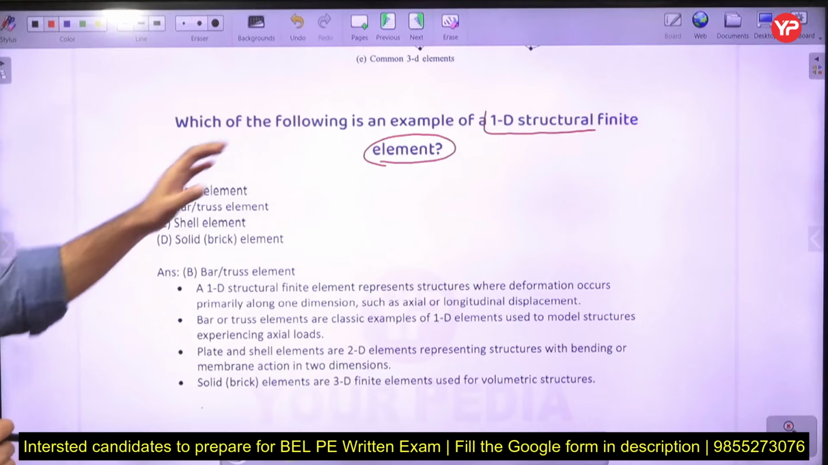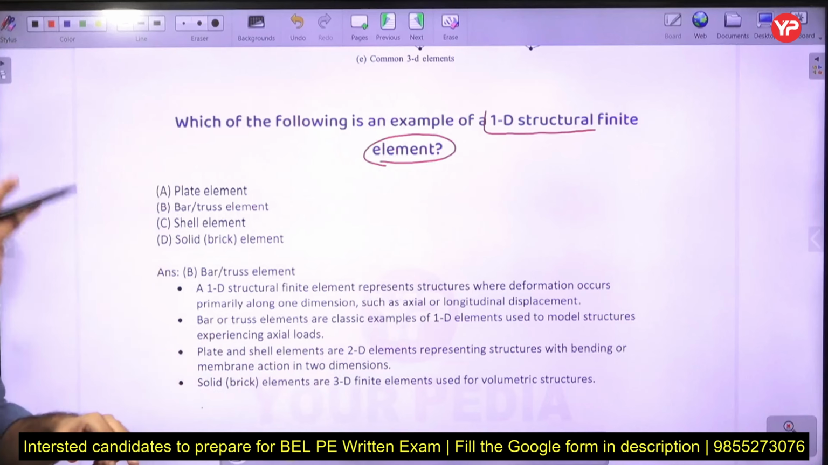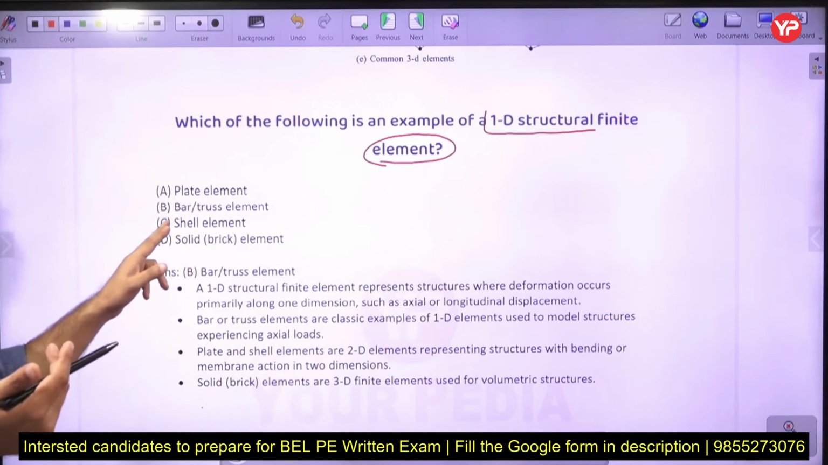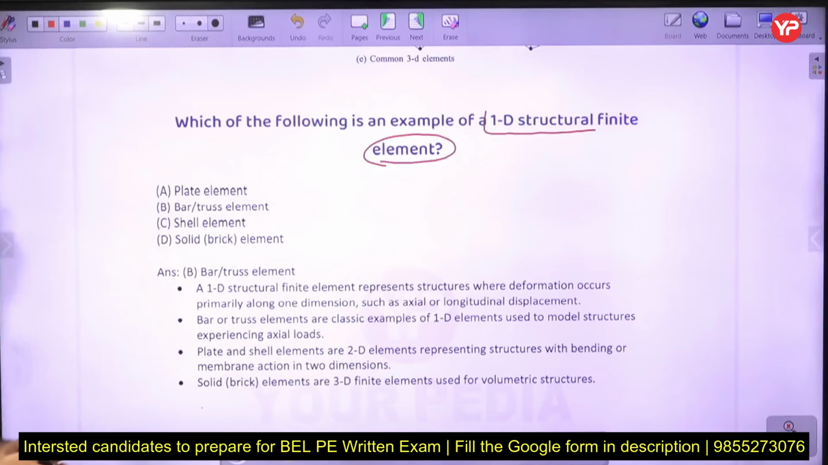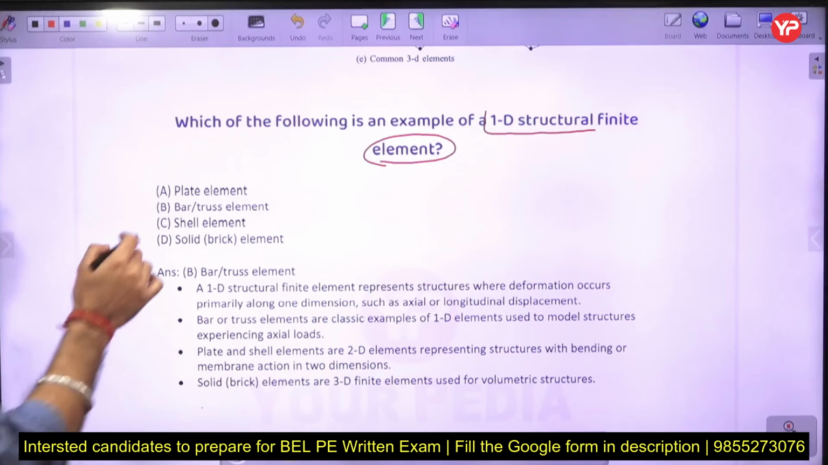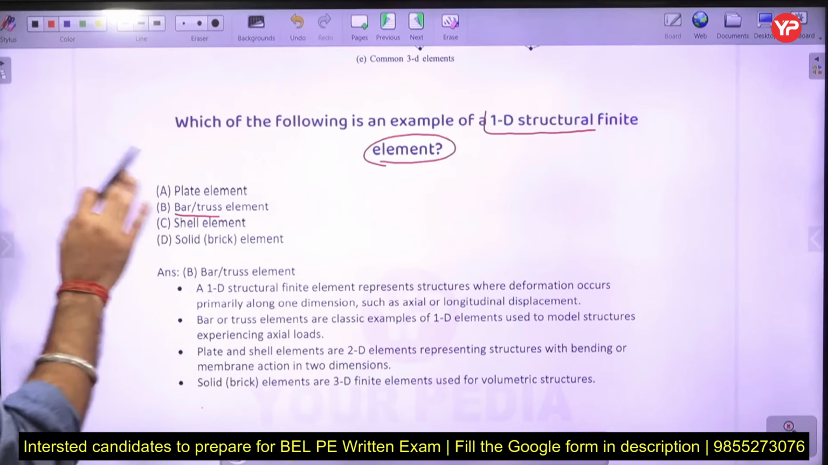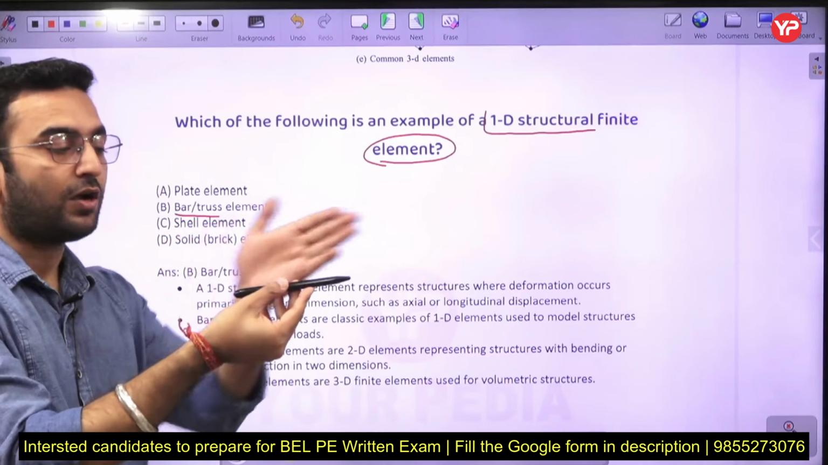Whenever we talk about a 1D structural element, the plate element is basically a 2D element. Similarly, the shell element and solid brick element are further types of 2D and 3D elements. Only the bar and truss element represents a 1D structural finite element, because it has displacement only along one direction.